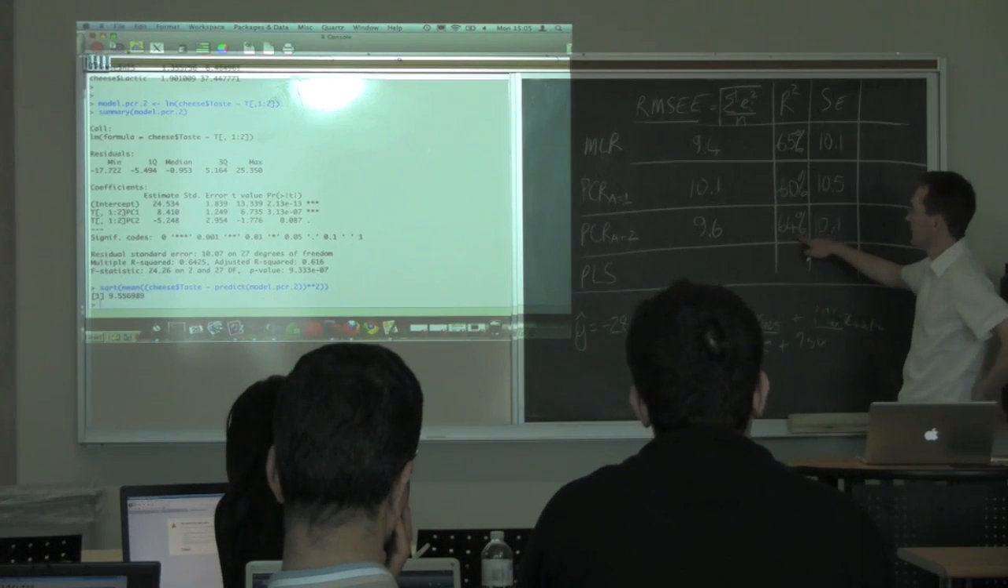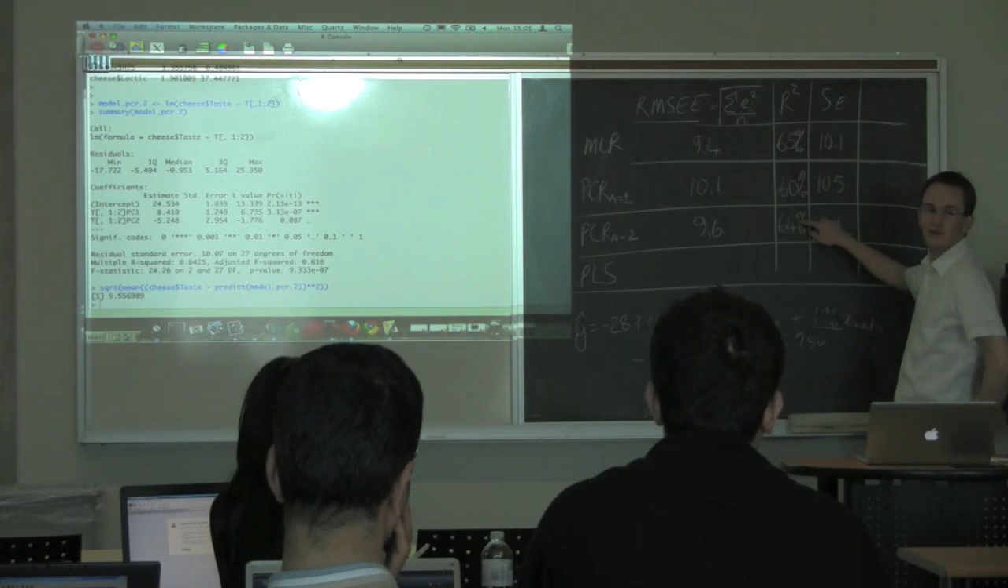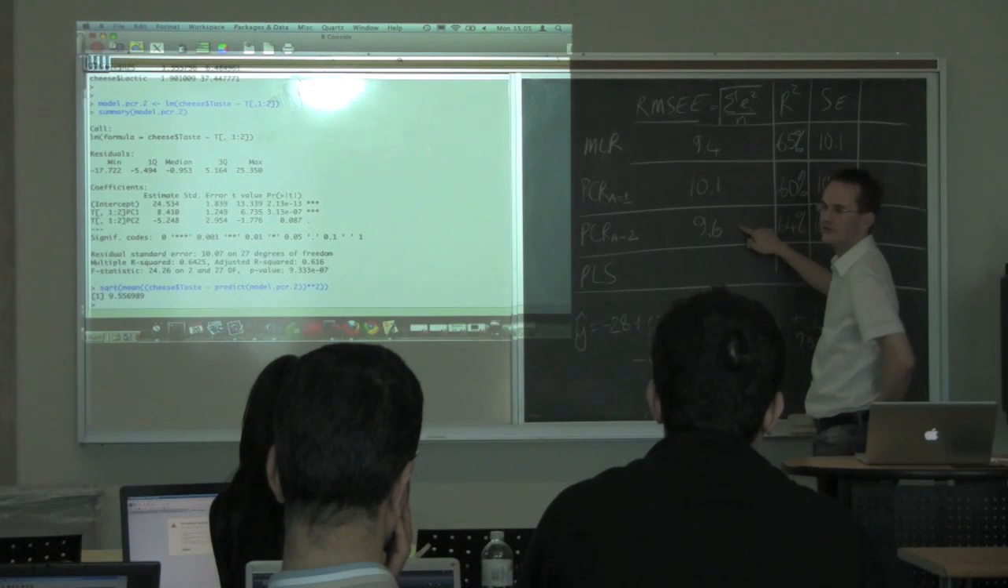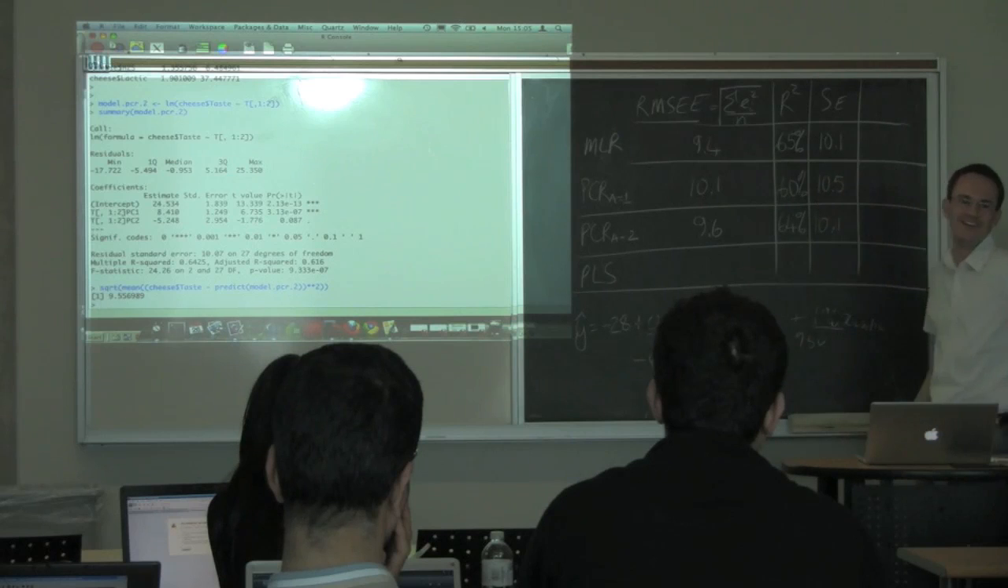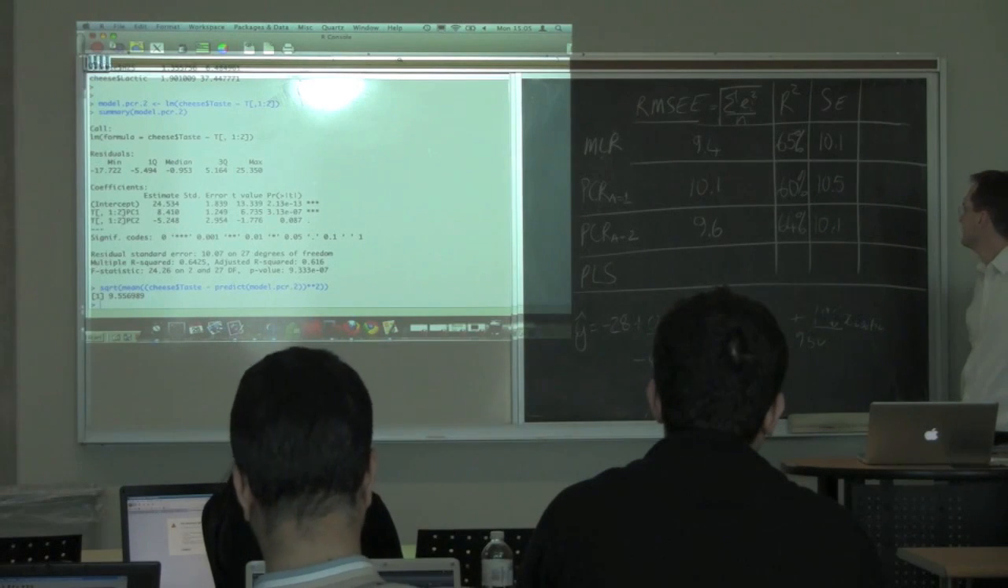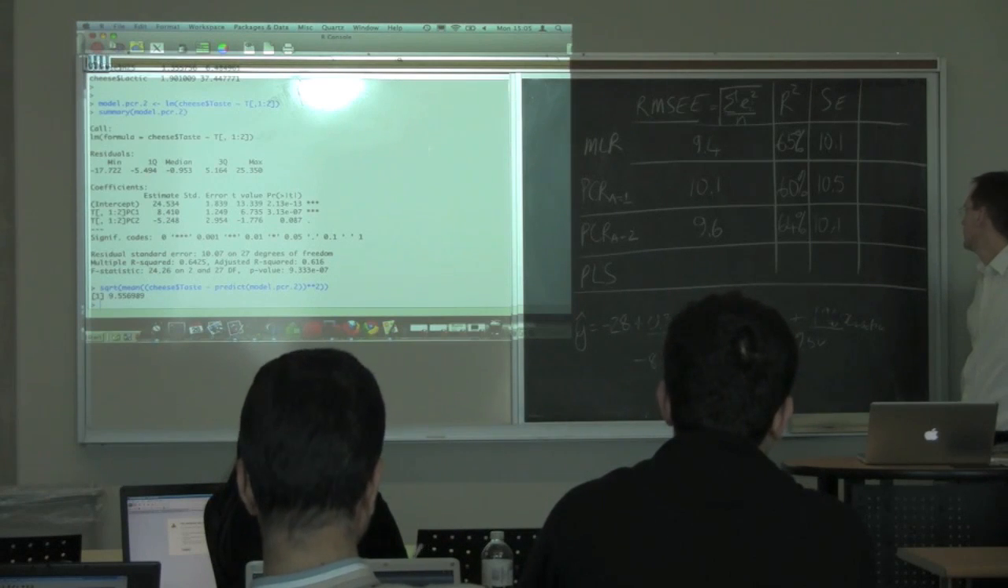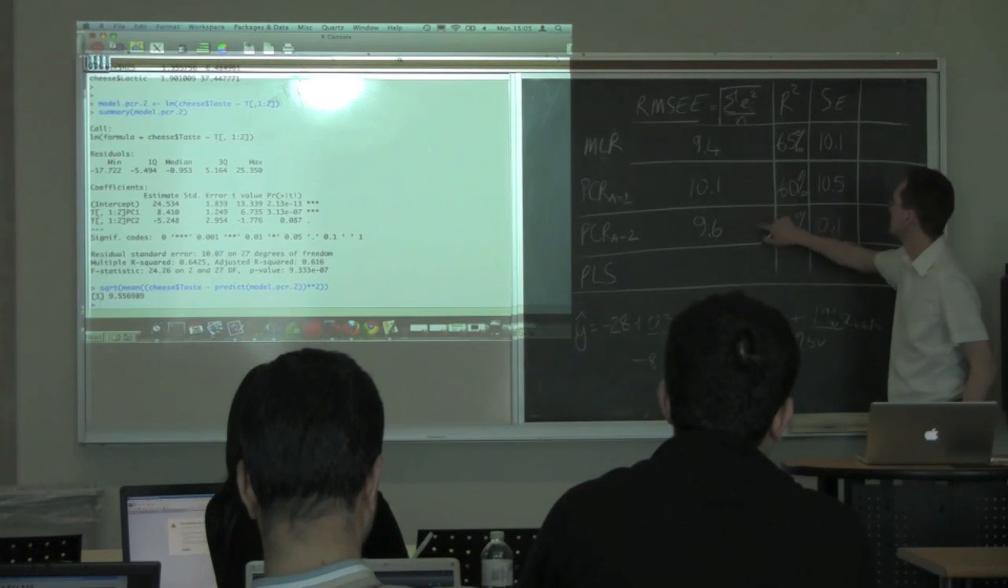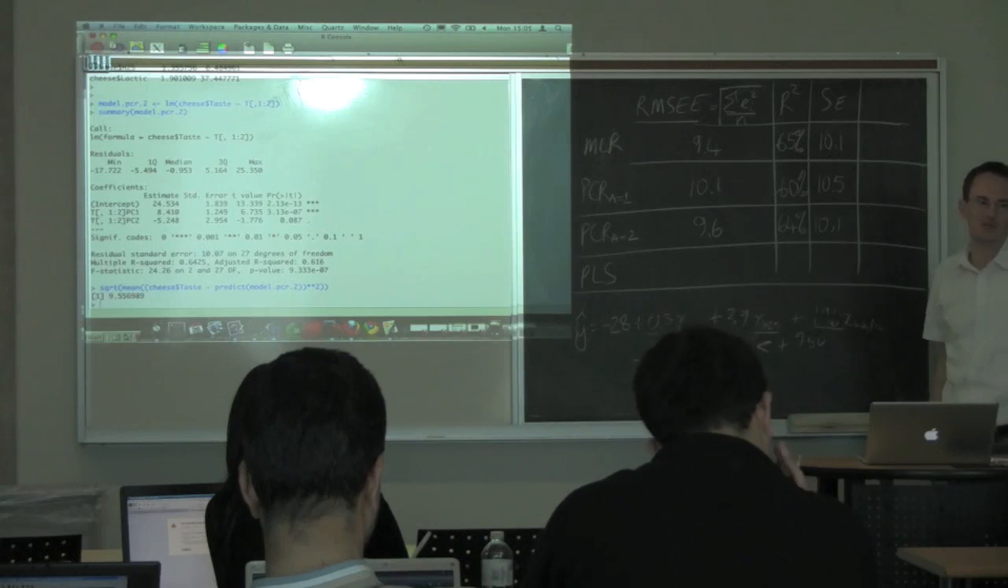Interesting that the R squared went up, but the root mean squared error went down. So yeah, actually it's expected, right? R squared should go up. Standard error goes down. Root mean squared, yeah. Okay. Yeah, that makes sense. Okay.